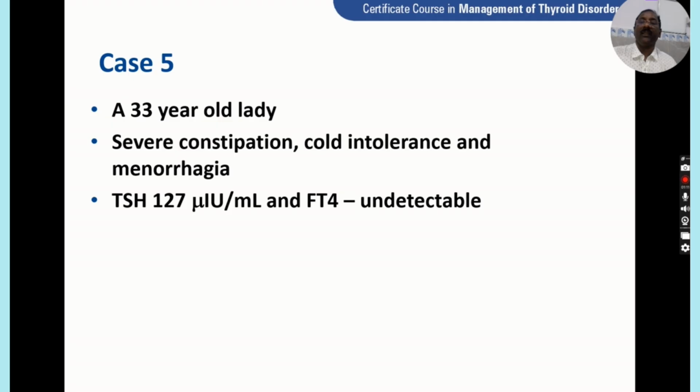A 33-year-old lady with severe constipation, cold intolerance, menorrhagia. TSH 127, free T4 undetectable. So what is your diagnosis?